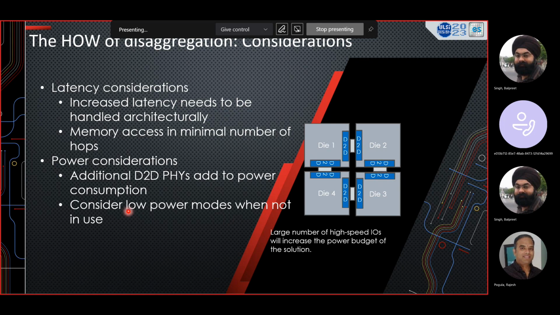So which means that a lot of thought has to go into what kind of low power modes you're supporting for your additional PHYs, especially when they are not fully getting used, when they are not being used to their maximum, let's say.